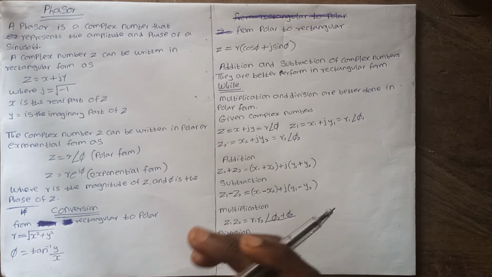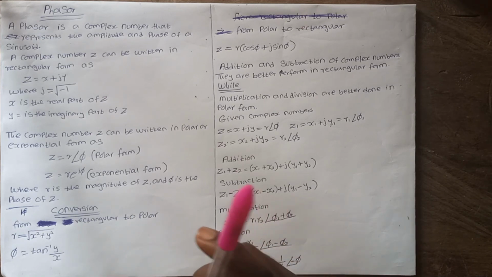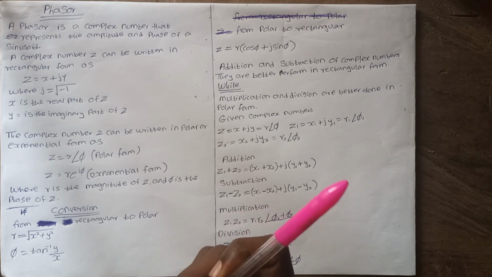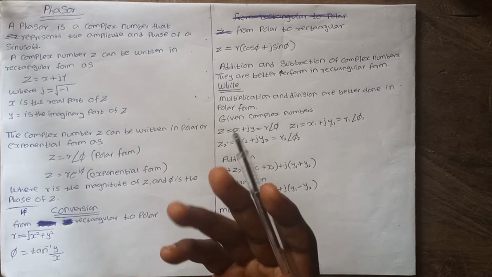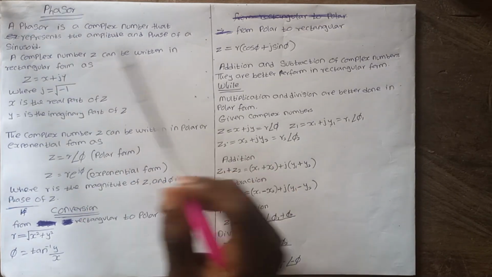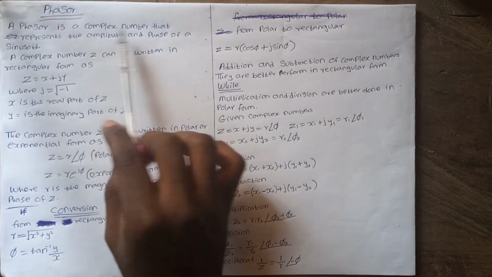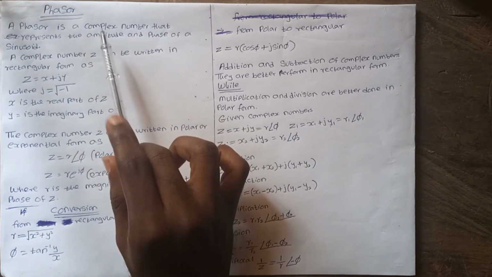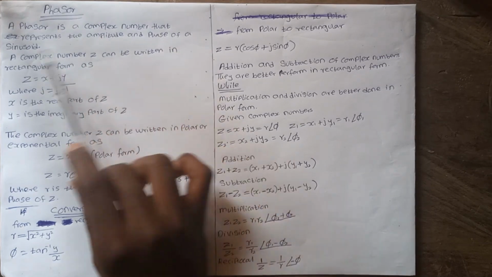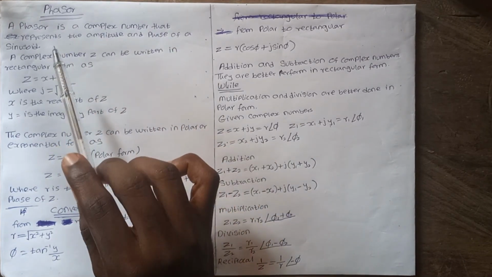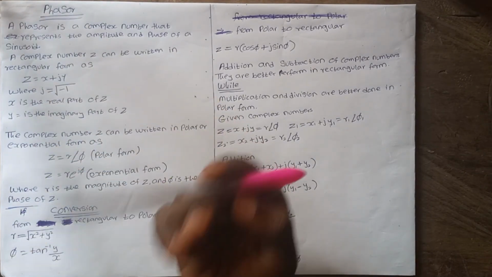So today we're going to talk about phasors in engineering, basic electrical engineering. So the definition: a phasor is a complex number that represents the amplitude and phase of a sinusoid. That is, it represents the amplitude and phase of a sinusoid.